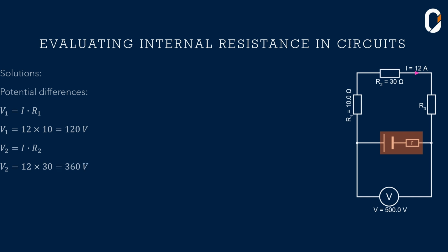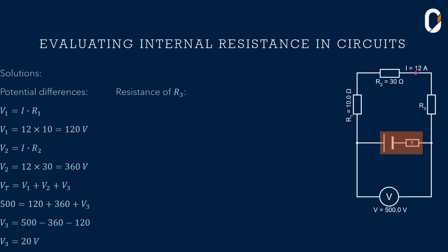And lastly, let's calculate V3. For V3, we're not going to do it as we did V1 and V2, because for resistance R3, we are not given the value. Hence, we're going to say V total is equal to V1 plus V2 plus V3. We're given the total voltage as 500 volts by the question, if you look at our diagram at the bottom. Substituting in those values, we have 500 equals 120 plus 360 plus V3. Solving for V3, V3 equals 500 minus 360 minus 120, and that will give us a V3 value of 20 volts.